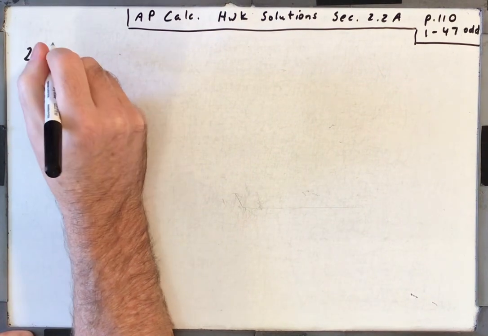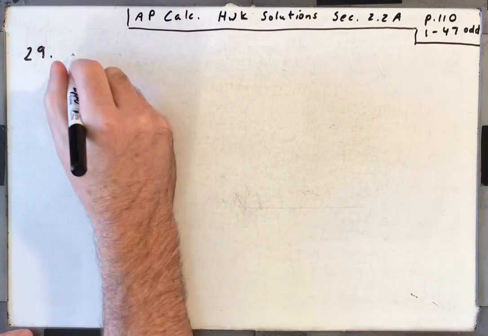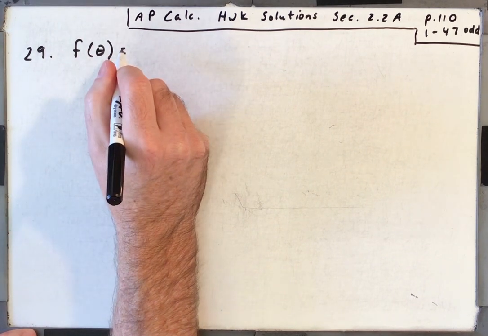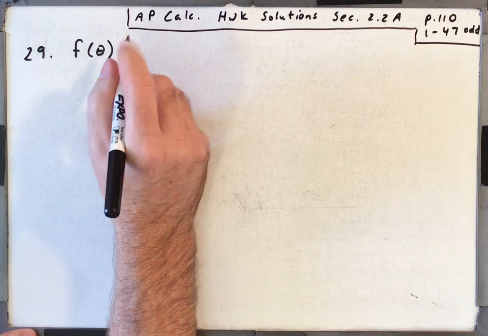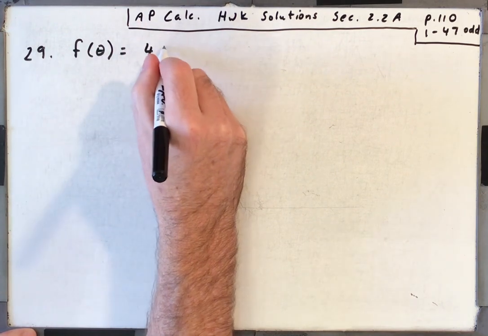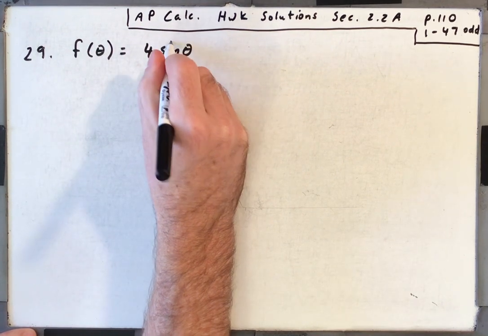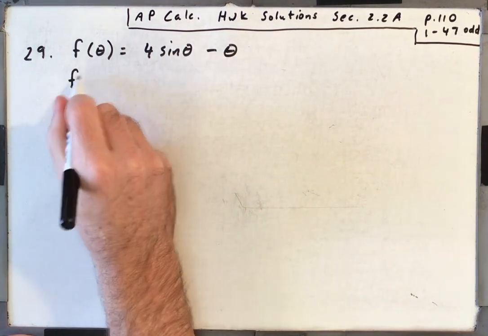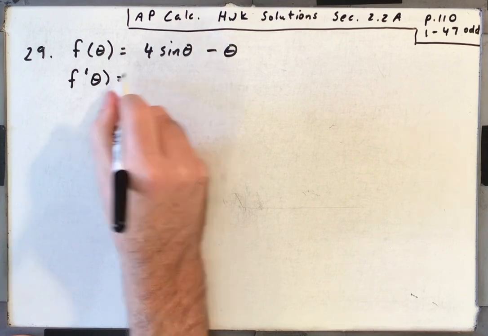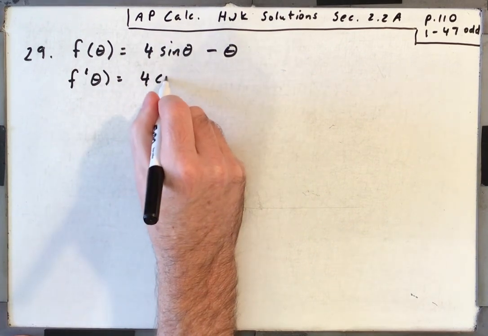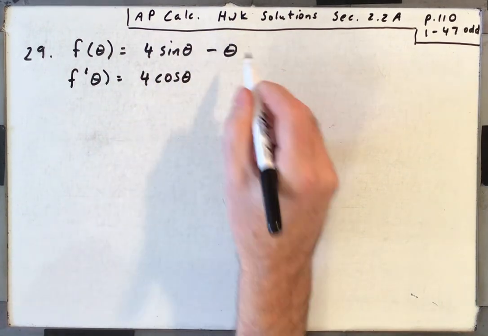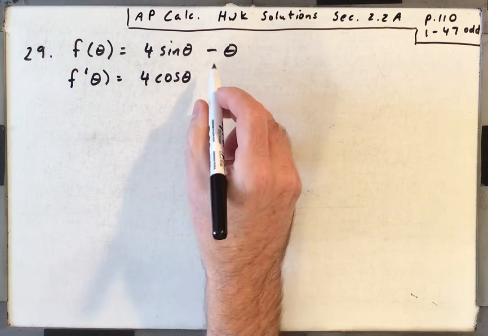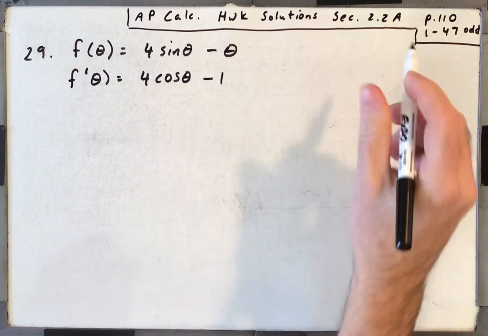All right, number 29. f of theta is equal to 4 sine theta minus theta. And again, we get to plug in a 0. Okay, f prime of theta. What's the derivative of sine? It's cosine, so that's 4 cosine theta. And then derivative of theta would be the same as the derivative of x, and that'd be 1, right?